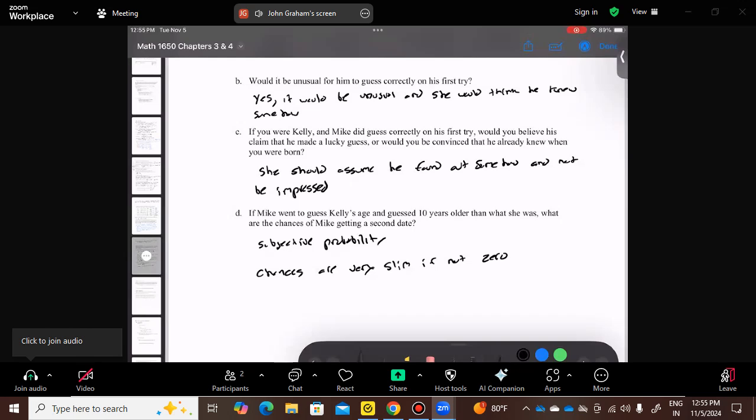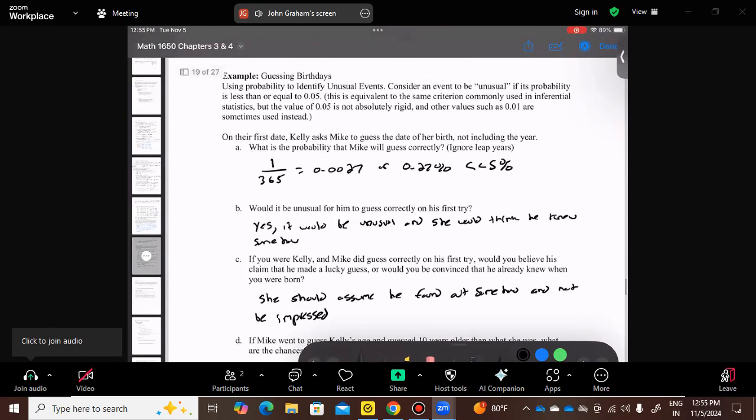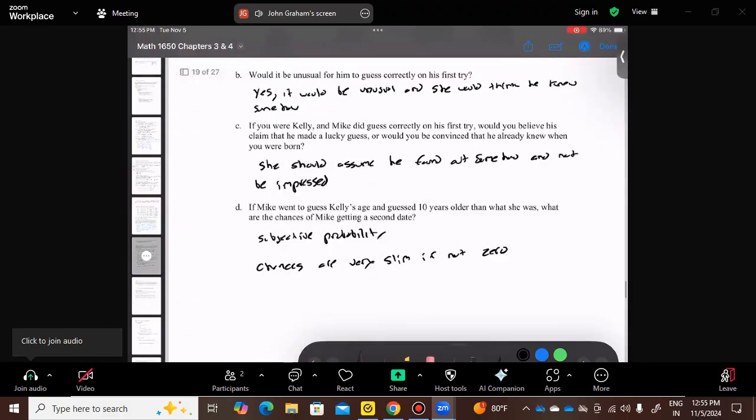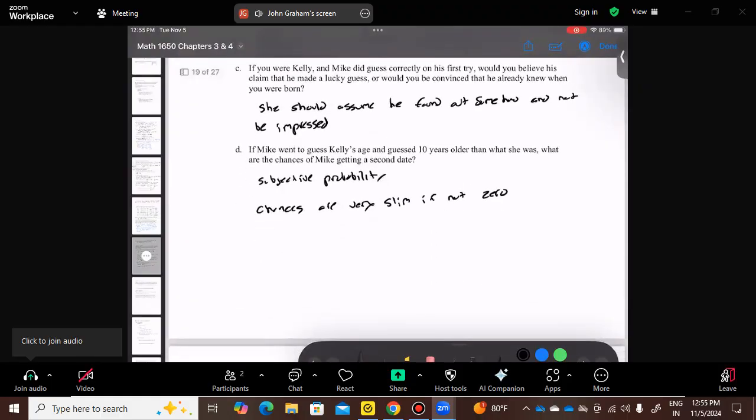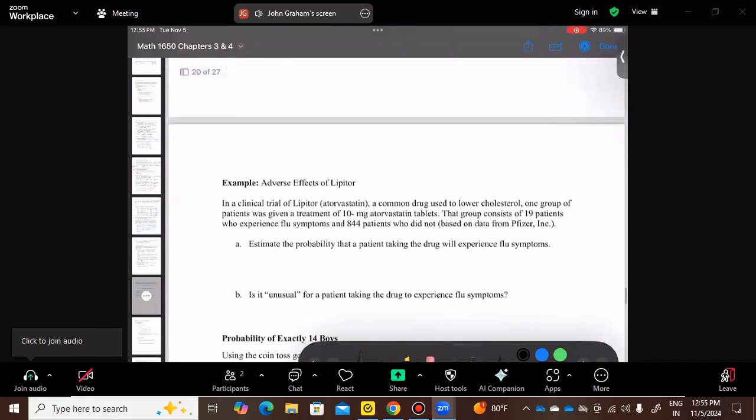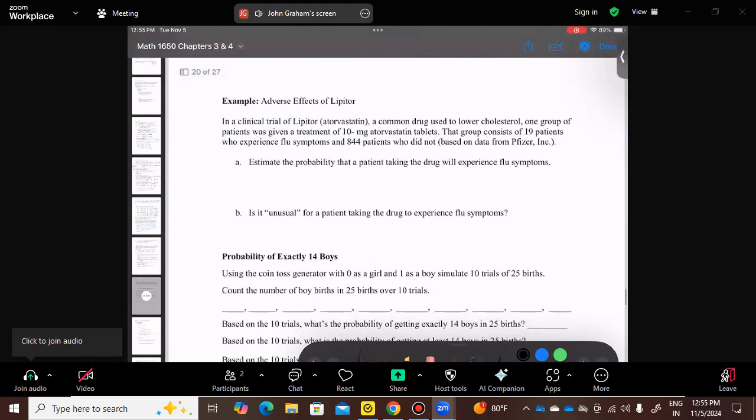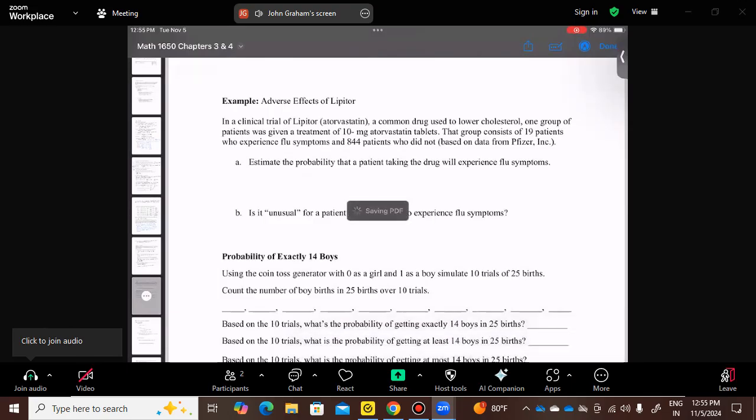All right, so that's a little bit of an example of some classical probability there, with the probability of guessing somebody's age or guessing somebody's birthday, and then a little bit of subjective probability there. Alright, let's do a couple more examples here. These are going to be a little bit more serious, I guess you can say.